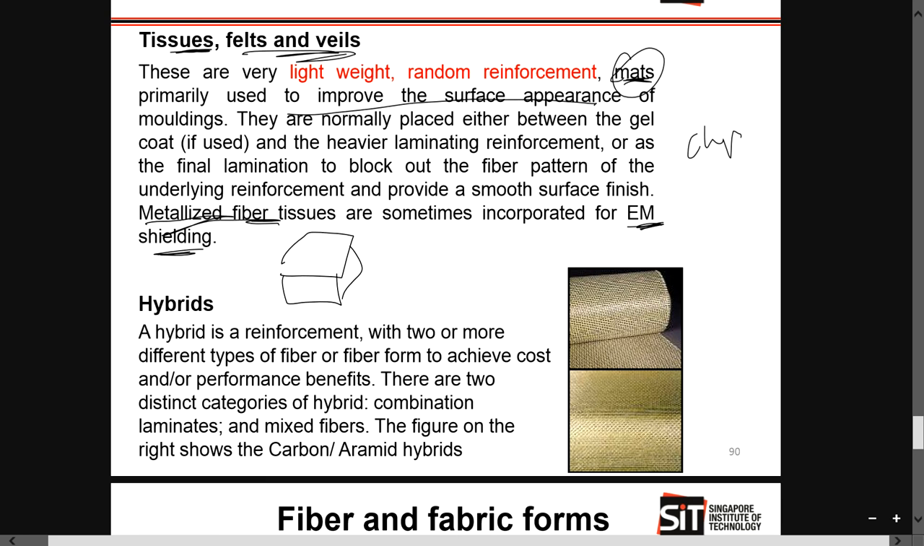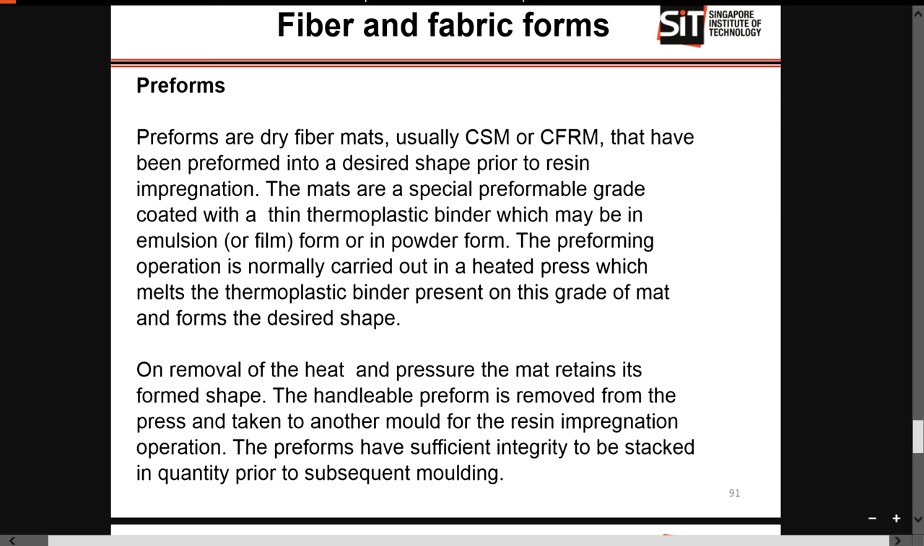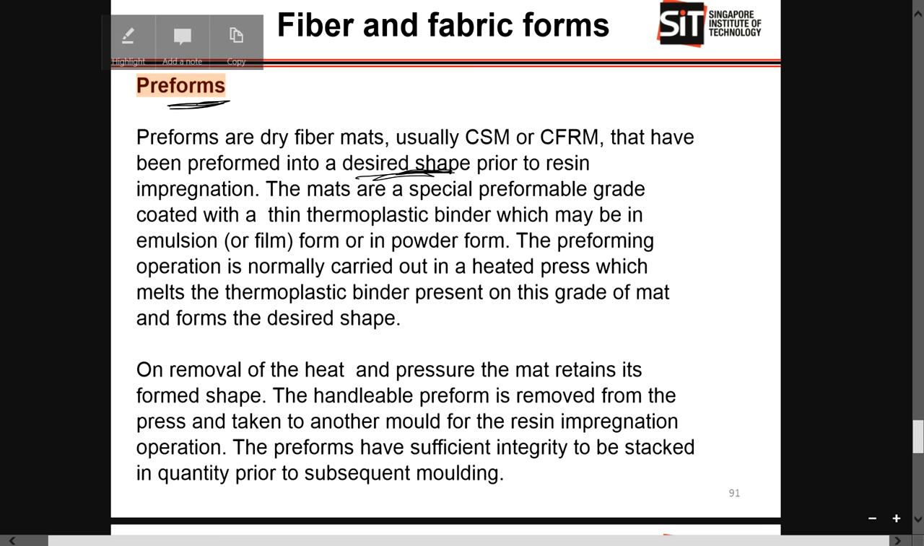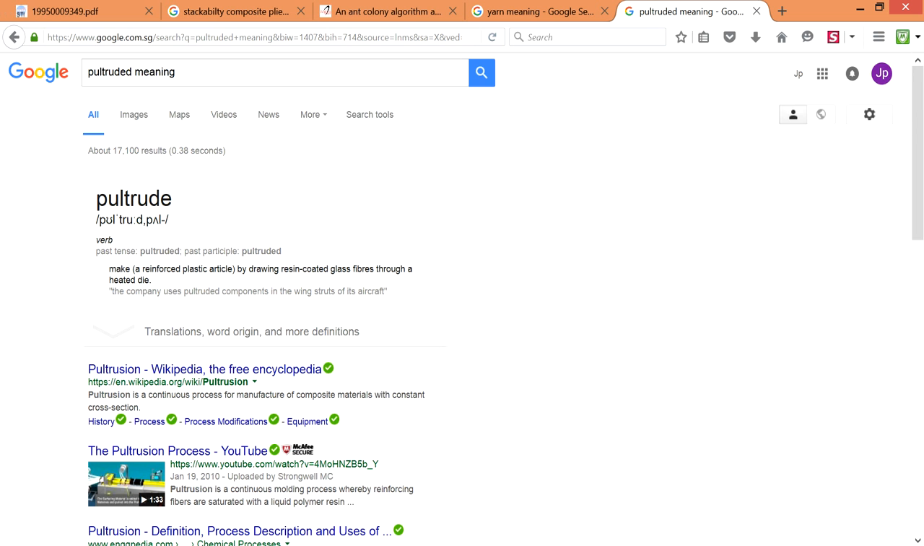And nonetheless, you can mix everything together. You have a hybrid over here. So there is a preform that he said he will go through in the future, but I just need to know that you can form to a desired shape also. If I didn't remember wrongly, preform is applicable in the aerospace industry.